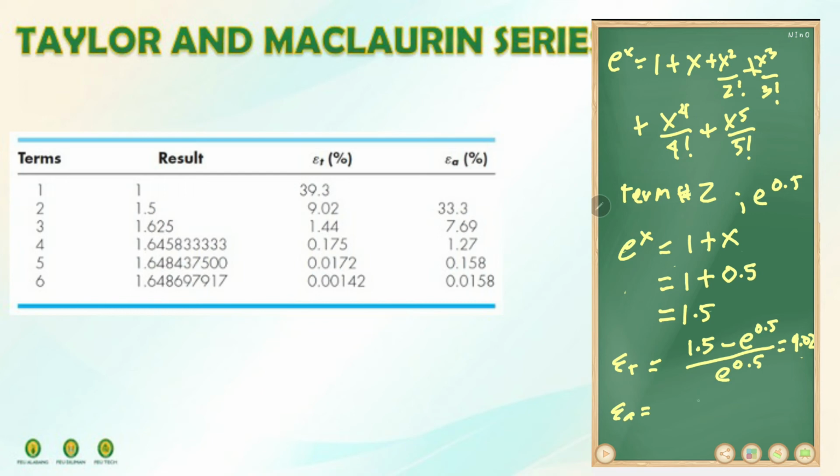How about for epsilon of a? So epsilon of a, our current, is basically 1.5 minus, what is our previous? 1, all over current. So 1.5 minus 1, basically 0.5 over 1.5, resulting in 33.33%.